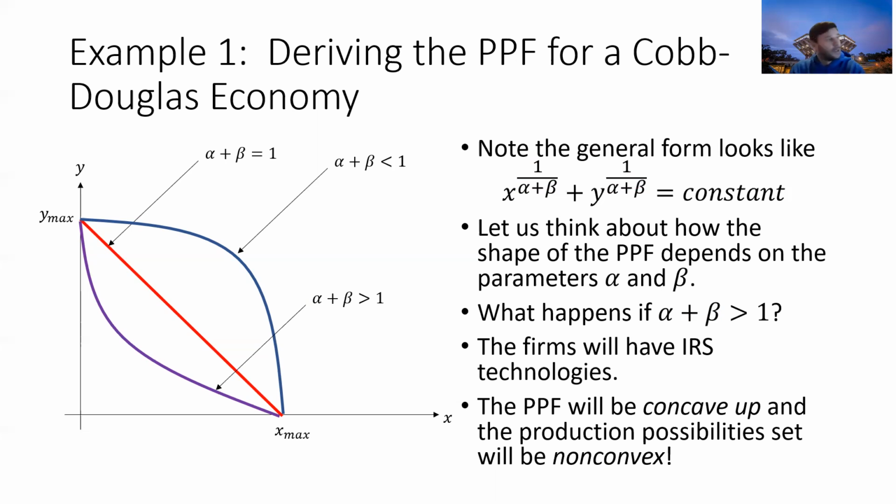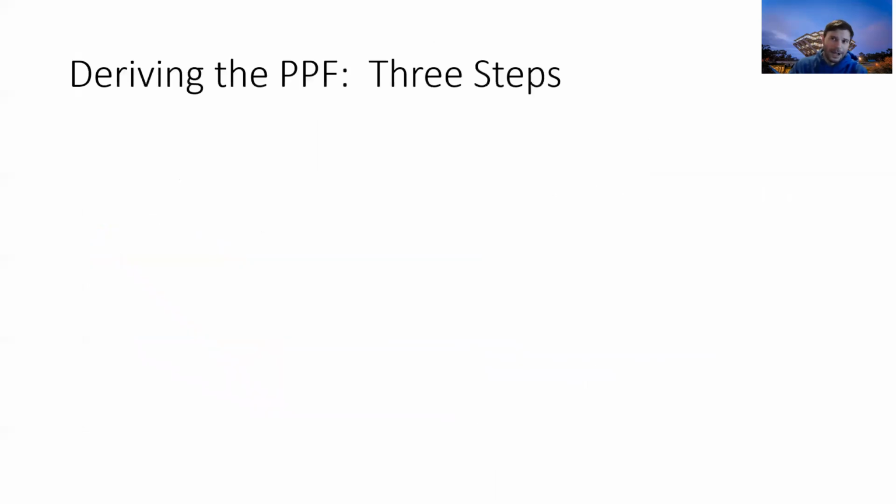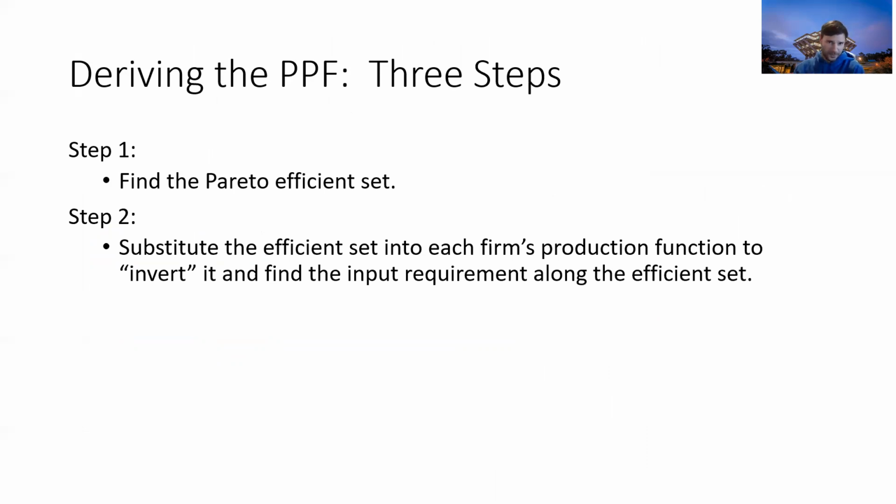What I'd like to do here at this point is summarize the steps we took to derive the PPF in this framework. Okay, the first thing we did is we found the Pareto efficient set in the input orientation in the Edgeworth box. Okay, once we had that Pareto efficient set, we substituted this into the firm's production function and inverted it to figure out the input requirement along the efficient set. And in this example, I did this for the labor input requirement, but we could have just as easily done it in terms of capital.